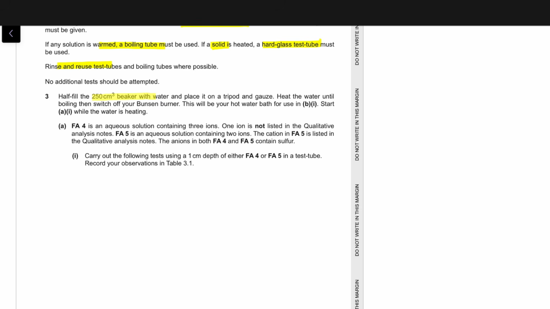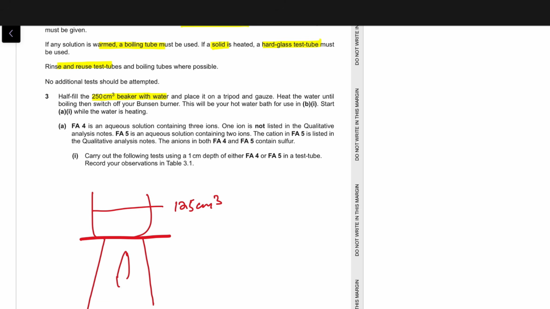They want you to half fill a 250 centimeter cubed beaker with water, so right at the 125 centimeter cubed mark. Place it on a tripod and gauze. Heat the water with, I'm assuming, a Bunsen burner until boiling. Then you switch it off. Then it says this will be your hot water bath for use in B1. Start A1 while the water is heating.